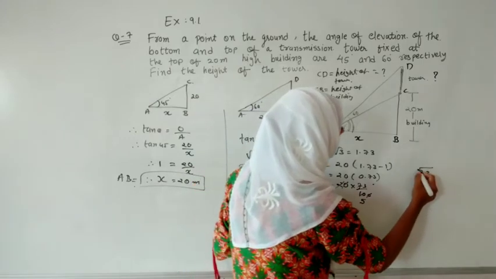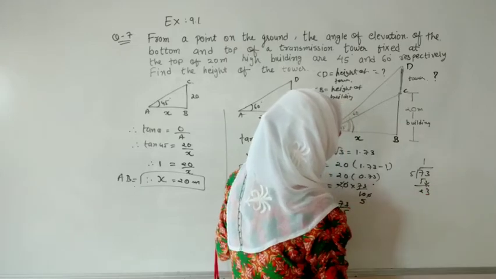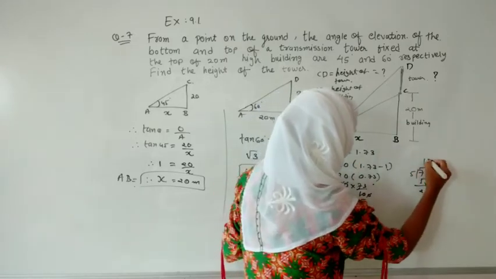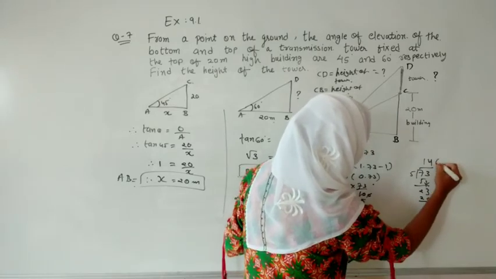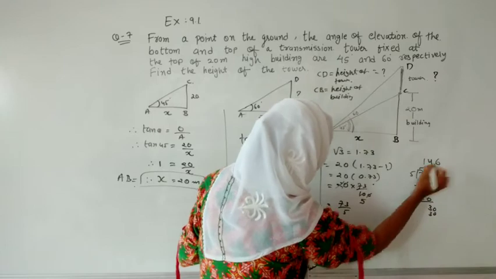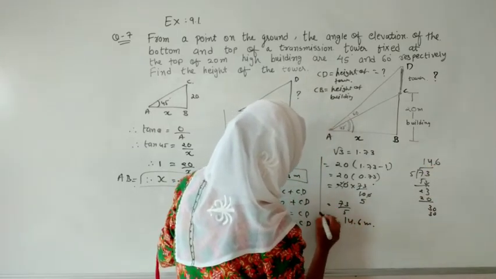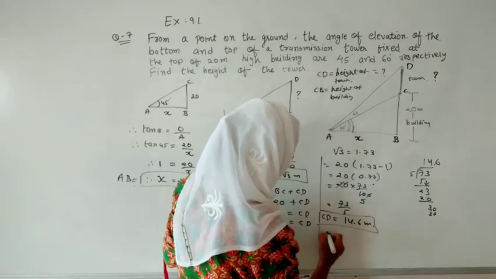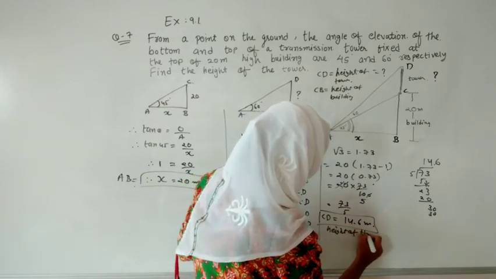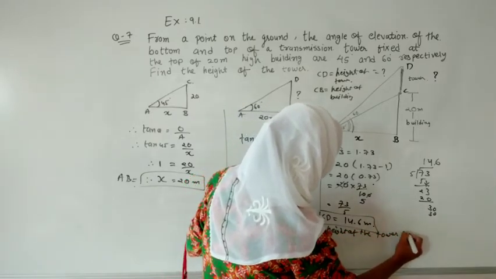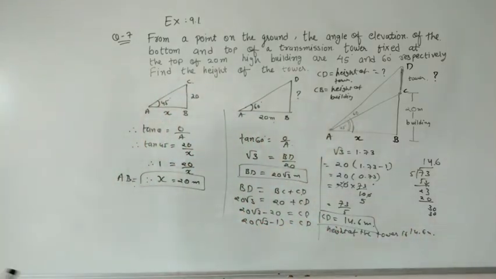So 73 divided by 5, you will do 5 on the 5. 2 will remain. 3 will come down. In a table of 5, what will come? 5 4 is 20. 3 will remain. Keep the decimal point. 5 6 is 30. So our answer will become 14.6 meter. That is the height of the tower. So here at last you can write that the height of the tower is 14.6 meters. So this is the end of this question.